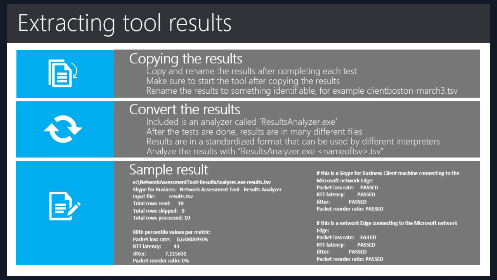But we'll show you that if the pass or fail rate, so if this would have been run on a Microsoft Network Edge, between a Microsoft Network Edge and a Skype for Business client machine, it would have passed on all accounts. Between the Network Edge and a Microsoft Edge, it would have failed the packet loss rate. Note the results and add them to a table.